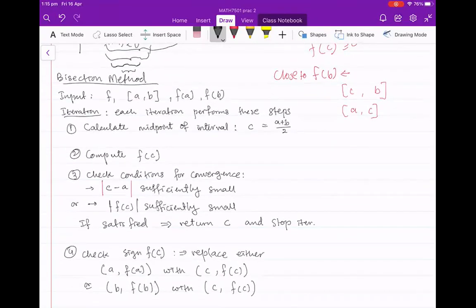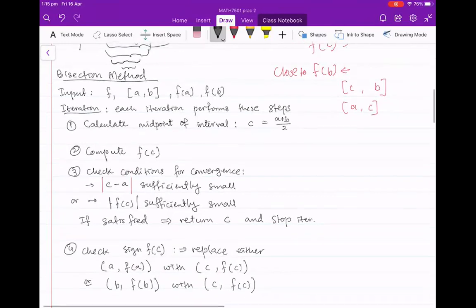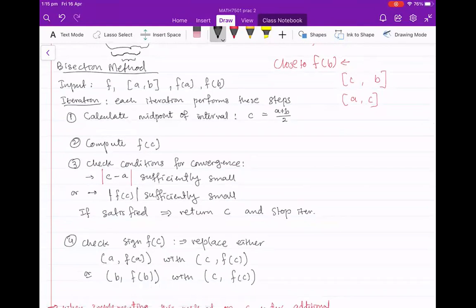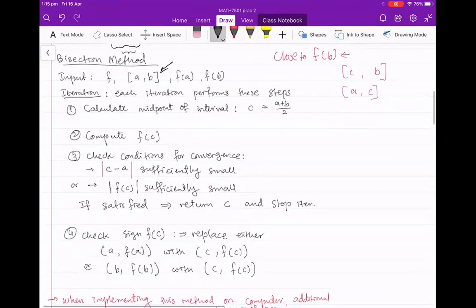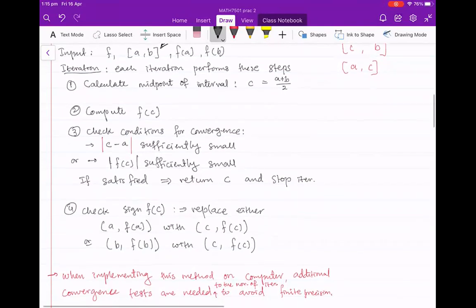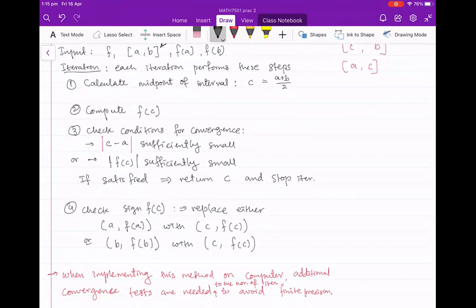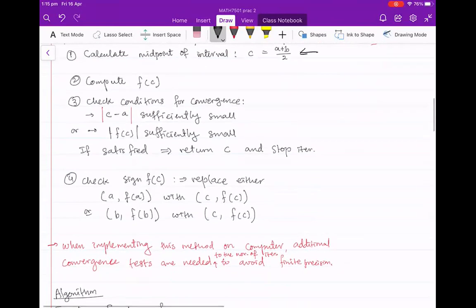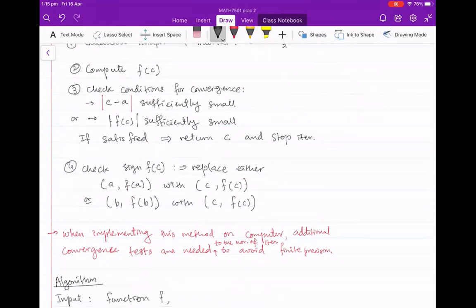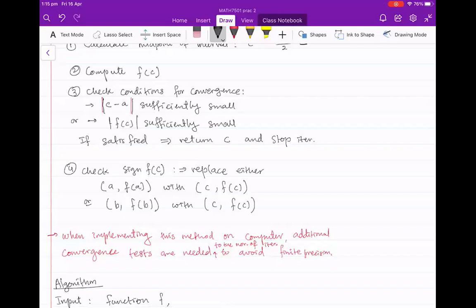Now, if you want to implement this in a programming language, you need the input function, the interval, f(a), f(b), and then in each iteration perform these steps. This is what I just explained. Compute the midpoint of the interval, compute f(c), and check the conditions for convergence. This can be met if the absolute value of c minus a is sufficiently small. Usually you give a tolerance here.